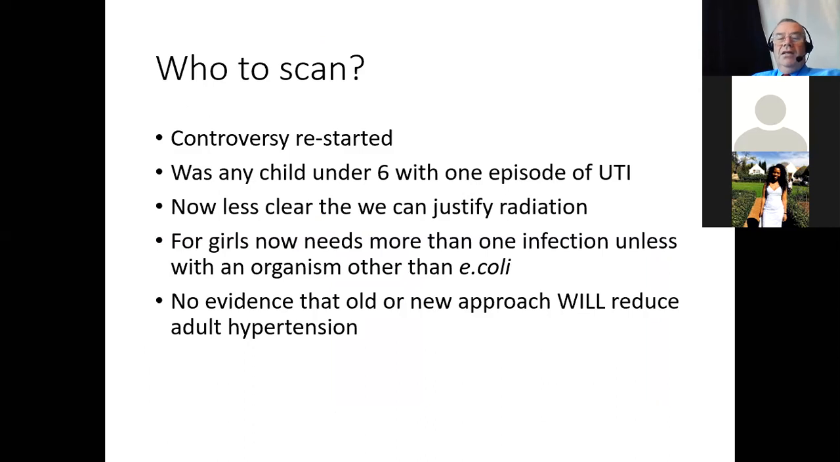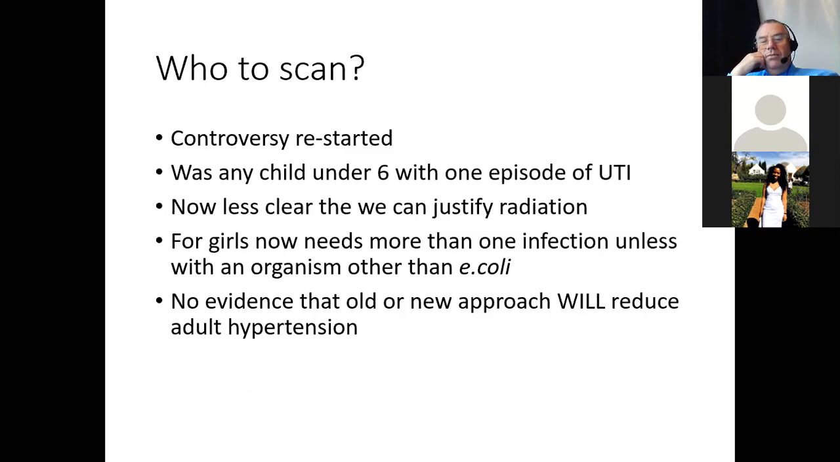So who do we scan? There is some controversy over this, and you may have guidance nationally. Our guidance is that we should scan any child under 6, that's up to 5, who've had 1 episode of UTI. Originally, it was just males, and it became males and females. Then the problem is obviously we need to justify the radiation dose. For girls now, we need to have 1 infection, more than 1 infection, or an organism other than E.